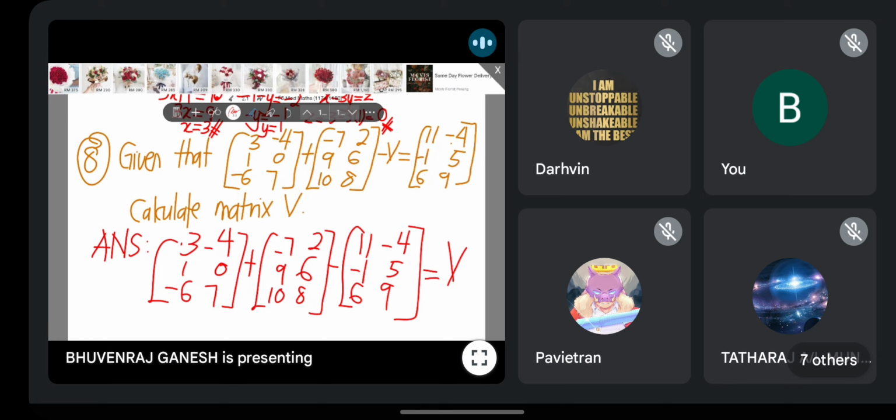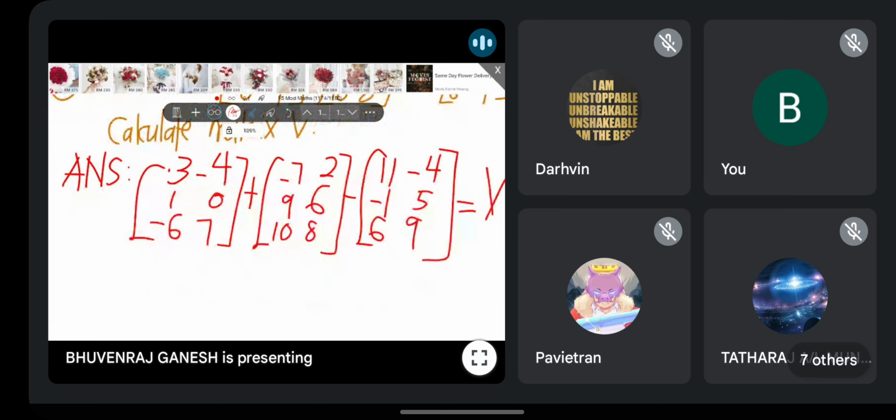The question is to find V. Because V from negative, I shift to this side, it will become positive V. So that's why I just write V. No need to put positive. Then we can solve already now. This is a normal matrix equation you all learned.